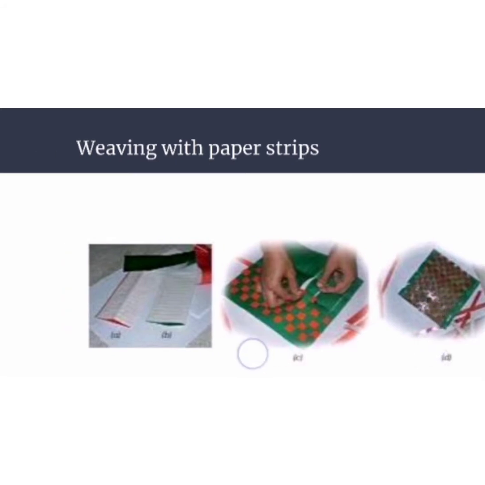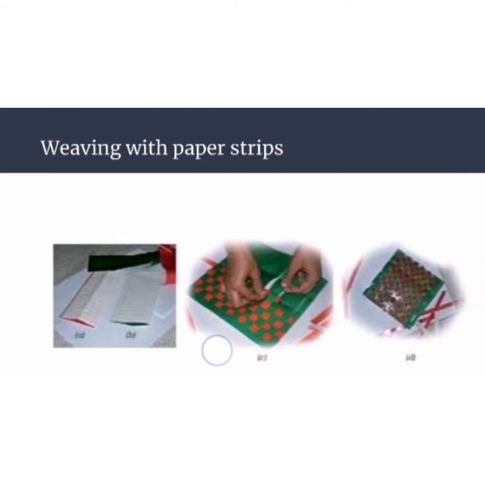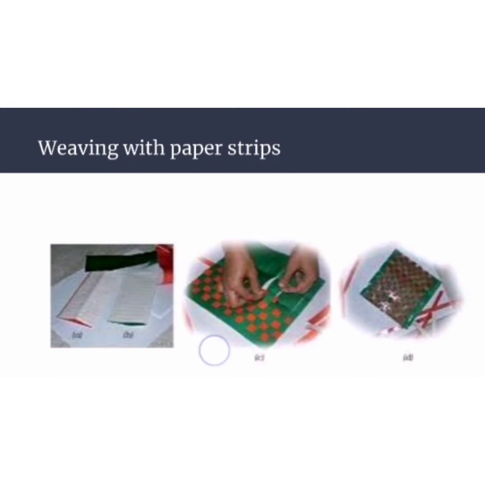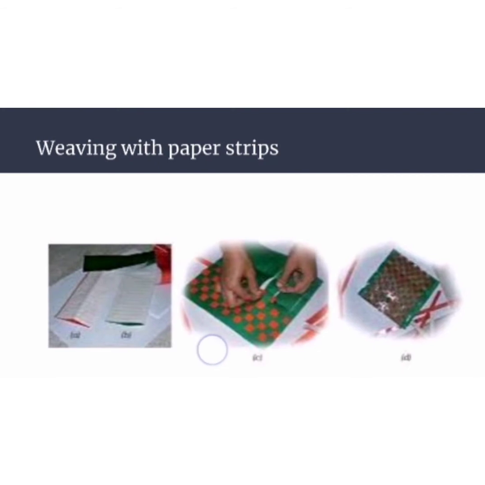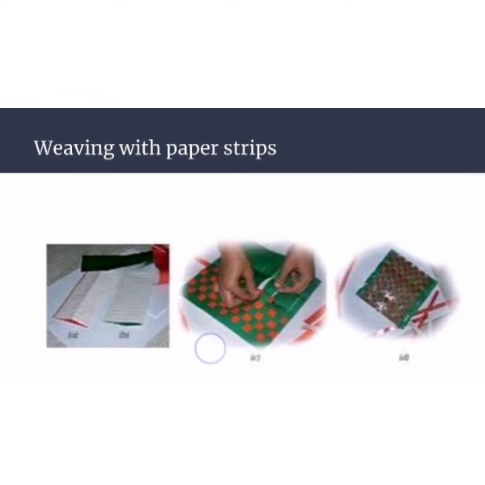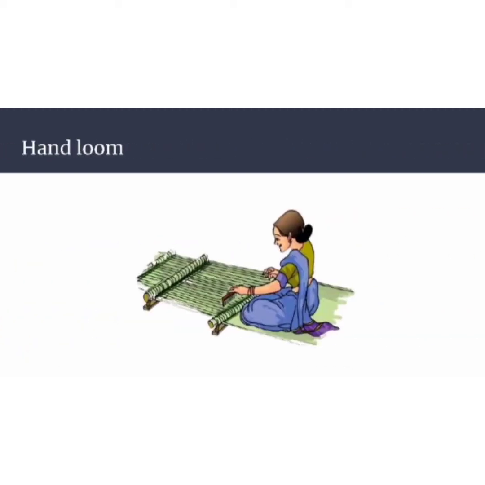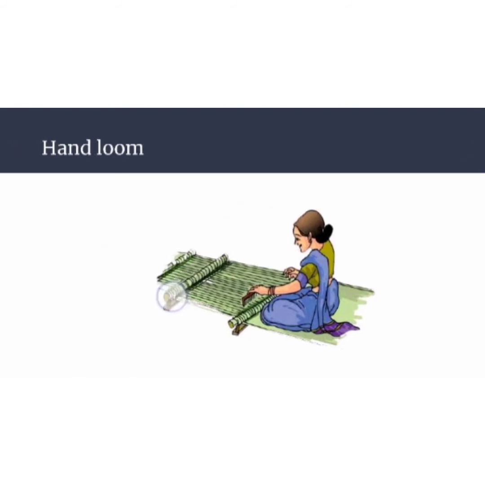In this manner, two shades of yarn are woven to make fabric. The yarns are much thinner than our paper strips, and weaving of fabric is done on looms. The looms are either hand operated or power operated. Next we move on. This is the hand loom.